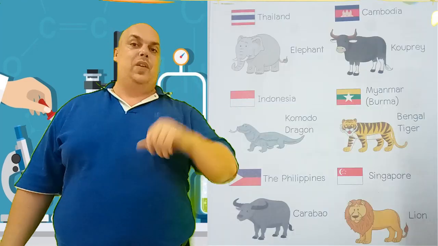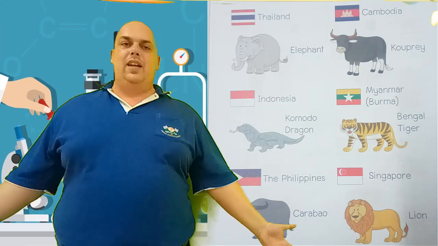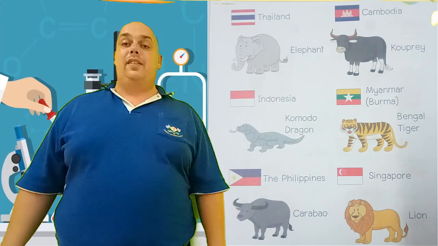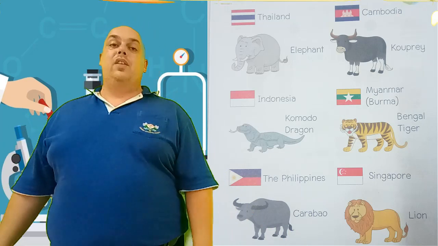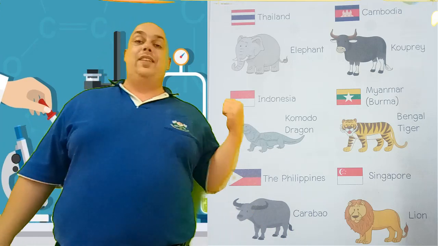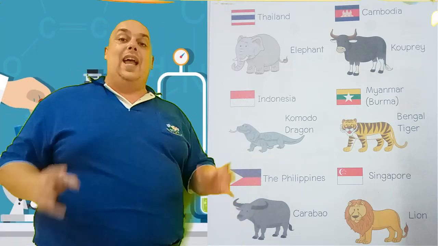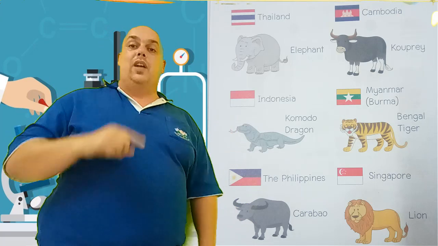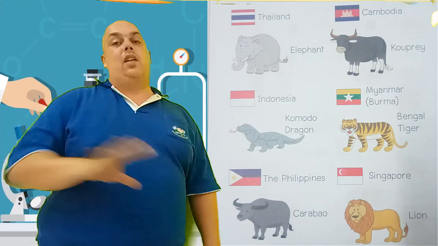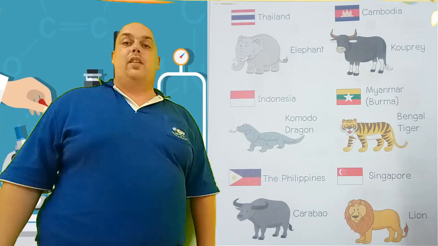Now this page is very easy because you don't need to write anything down. You just have to listen and repeat. Yes? Listen and repeat. So the first thing we're going to do on this page is have a look at the animals, the national animals of the countries of ASEAN. Not all the countries, but just 6 countries.